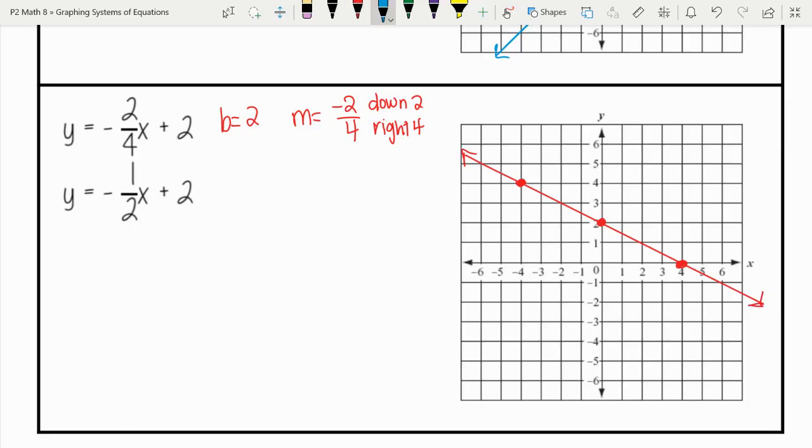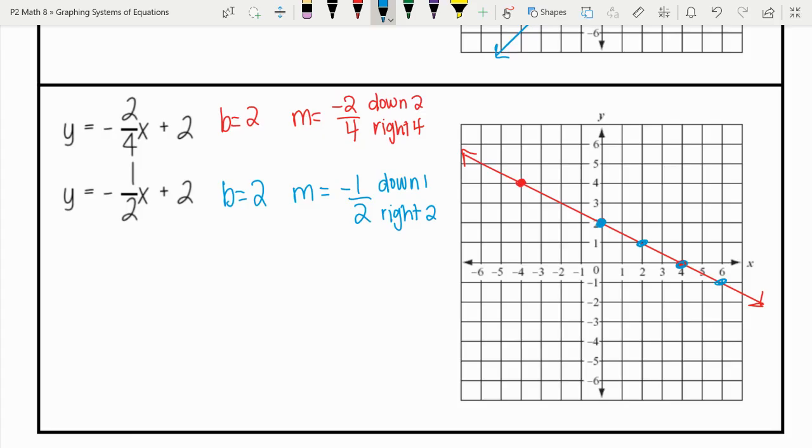I'm going to repeat with the next equation, y equals negative 1 over 2x plus 2. In this case, b equals 2. And so I'm going to go ahead and plot 2. And notice how that lands on a point that I already plotted. The next step is to identify our slope, which is negative 1 over 2. Okay, so negative 1 tells us to go down 1. 2 tells us to go right 2. So down 1, right 2. Down 1, right 2. Down 1, right 2.